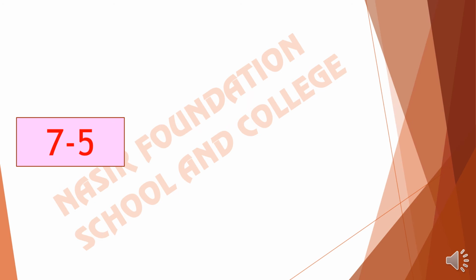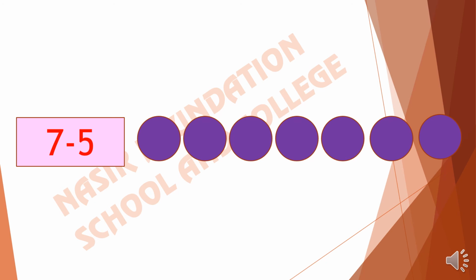Now we have to subtract 5 from 7. Here 7 circles are shown. We have to subtract 5. 1, 2, 3, 4, 5, and we are left with 1, 2. It means this is the correct answer. We have to subtract 5 from 7. We are getting 2.